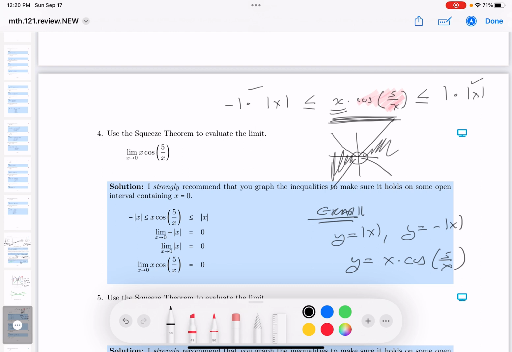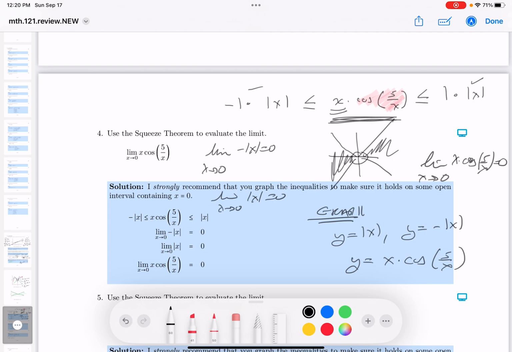What do we know? Well, let's take a look at that. The limit as x approaches 0 of the lower one, which is minus the absolute value of x, is 0. I know the limit of the upper one, as x goes to 0, of the absolute value of x, is also 0. So what does this tell me? By the squeeze theorem, it tells me the limit as x approaches 0 of x cosine of 5 over x is also going to be equal to 0.